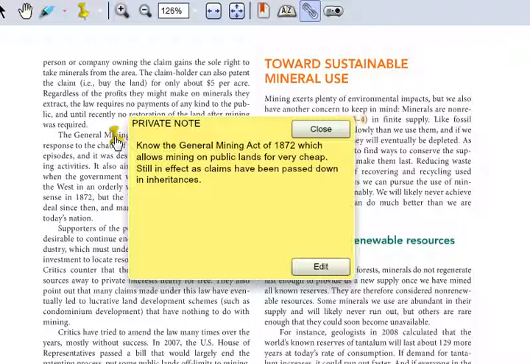So basically anybody can go and mine the area and not have to clean it up or make the land look nice again when they're done. And any new claims that are out there, there has to be reclamation. But these old claims, no reclamation is part of that law. It also gave away land for cheap. And some of that land is near national parks.